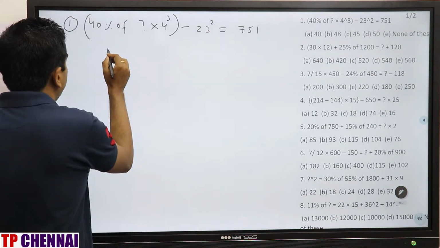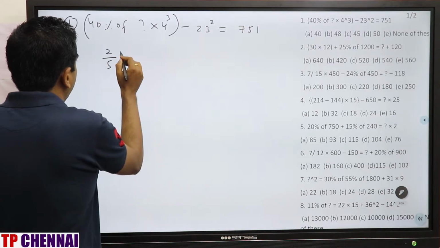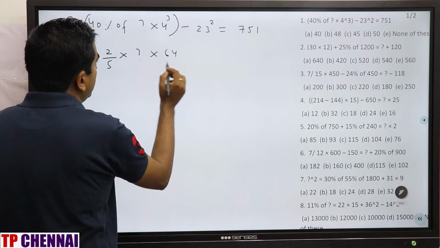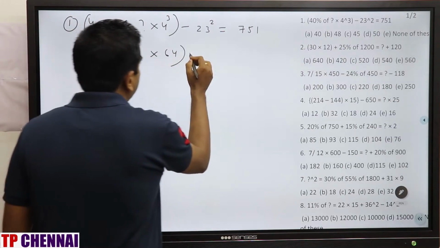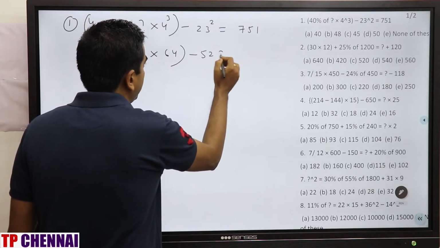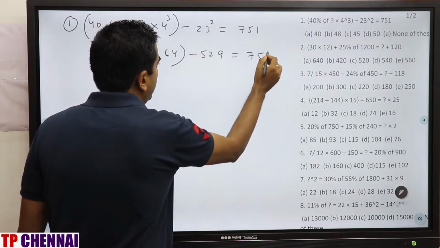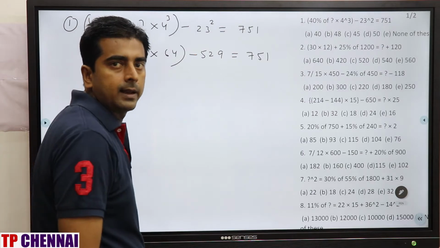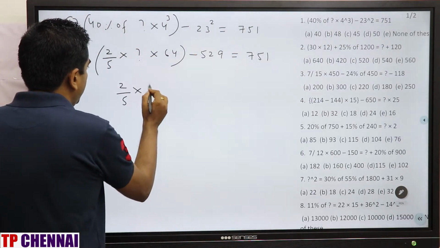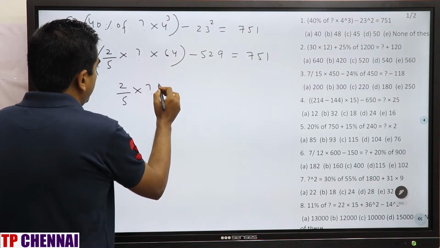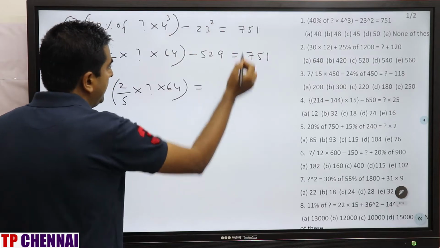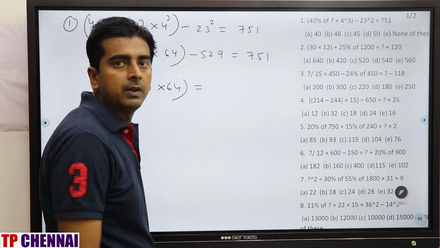40% fraction value is 2 by 5. 2 by 5 of question mark. 4 cube is 64 minus, what is 23 square? 529 is equal to 751. This minus 529 will go there. So this will become 2 by 5 into question mark into 64 is equal to 751 plus 529.